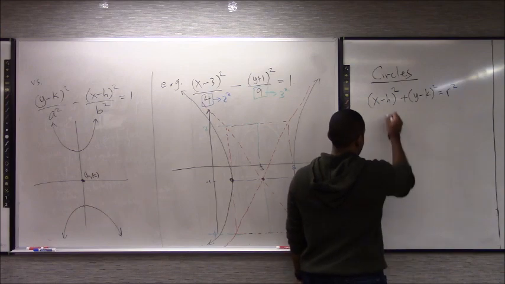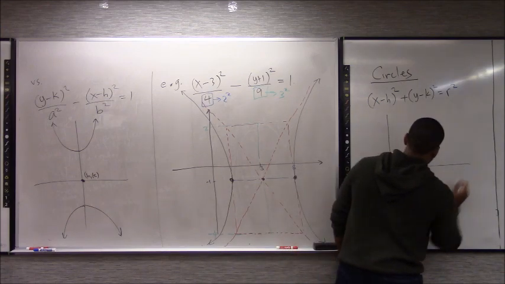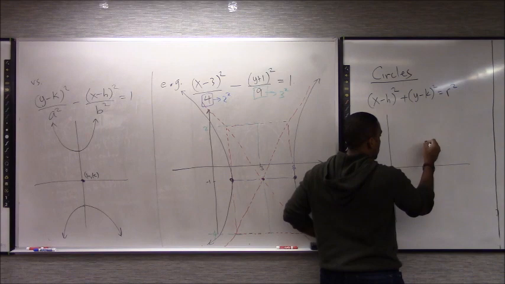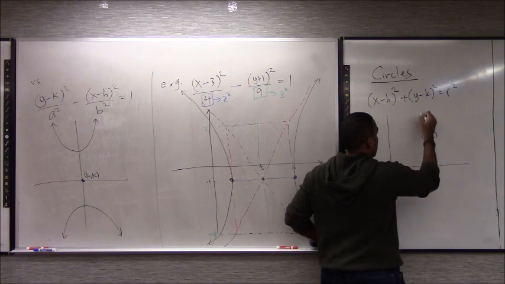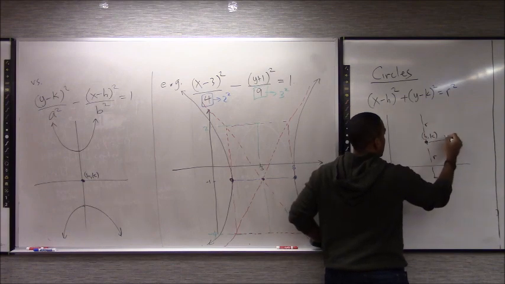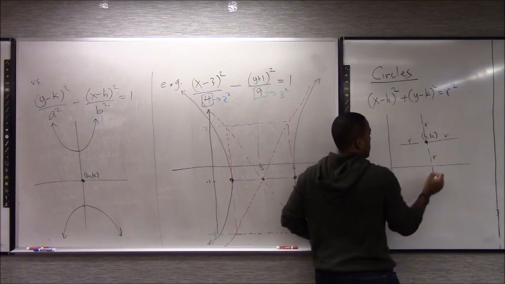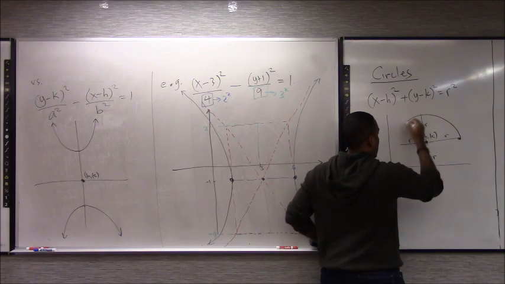That, again, should be pretty clear how to sketch. So the center is going to be somewhere like here. You're going to just move by r in all directions. And then you just connect the dots.